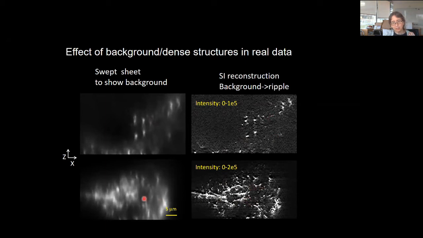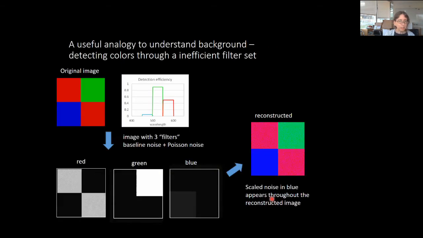And that's due to this extra background in the starting sample, which is getting translated, that noise is getting translated into background ripple at our highest frequency. So for me, at least, this was always really difficult to grasp intuitively, until I ran across this useful analogy.